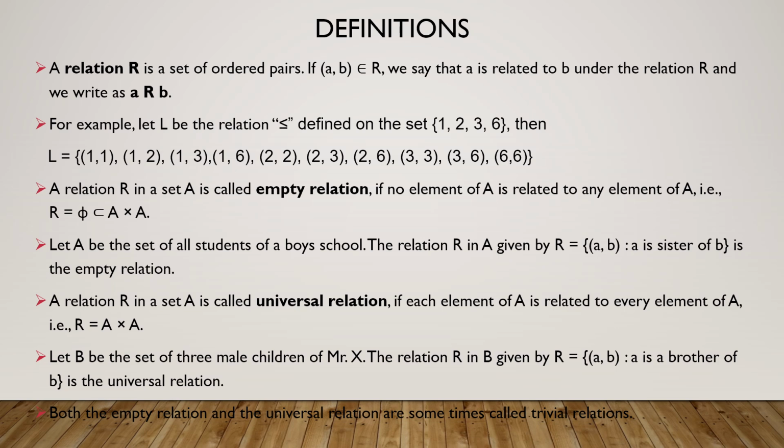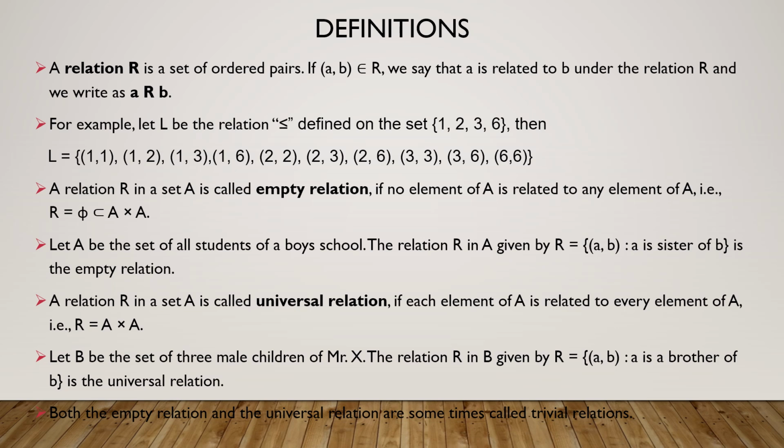A relation R is a set of ordered pairs. That means if an ordered pair (a, b) belongs to R, we say that a is related to b under the relation R, and we write it as a R b. See, relations we are going to study with respect to maths, but you have relations in daily life also. For example, the relation of being siblings, the relation of being friends, all these are relations. So if there is any relation between two objects, then we can have ordered pairs which belong to that relation.